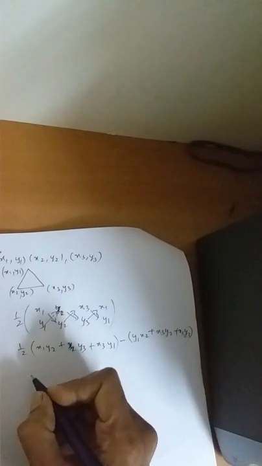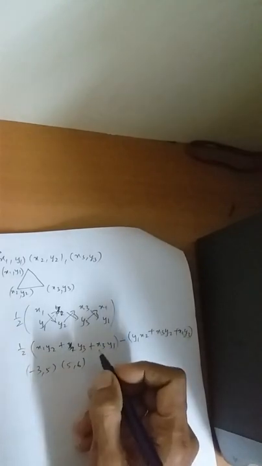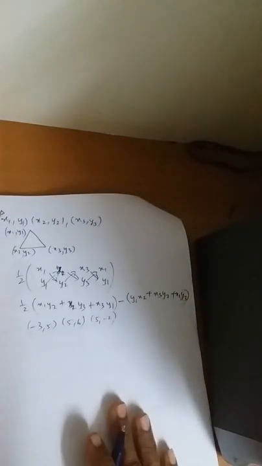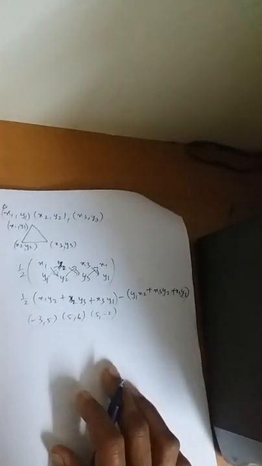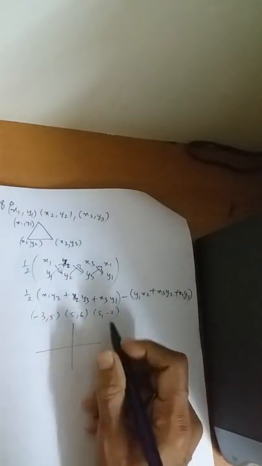Now suppose we take one example. Suppose you have the points minus 3, 5, then 5, 6, then 5, minus 2. These are the three points. So first thing you will do is plot these points on the graph sheet. Roughly you plot it, on the notebook.